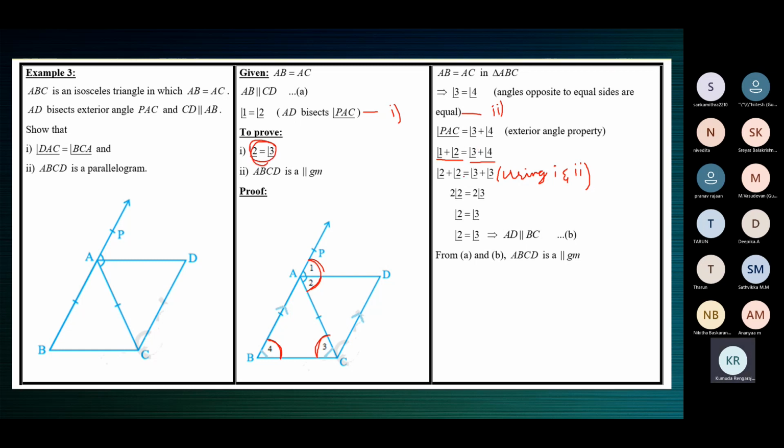So we'll retain 2 and 3. We don't want 1 and 4. So 1 is replaced with 2 and 4 is replaced with 3 because they're equal. So you get twice angle 2 is equal to twice angle 3. The 2 cancels, so angle 2 is equal to angle 3.